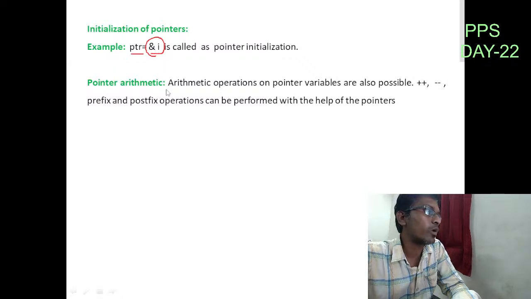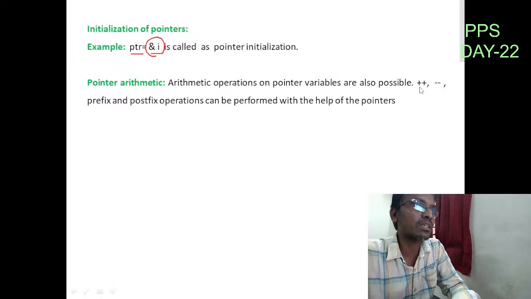Now coming to pointer arithmetic. In pointer arithmetic, we use the plus plus operator or the minus minus operator, that is, the increment and decrement operators, or prefix and postfix operators. Now how are we going to use plus plus and minus minus? Generally, plus plus indicates that the value will be incremented by 1, and minus minus indicates that the value will be decremented by 1. That is the meaning of plus plus and minus minus.